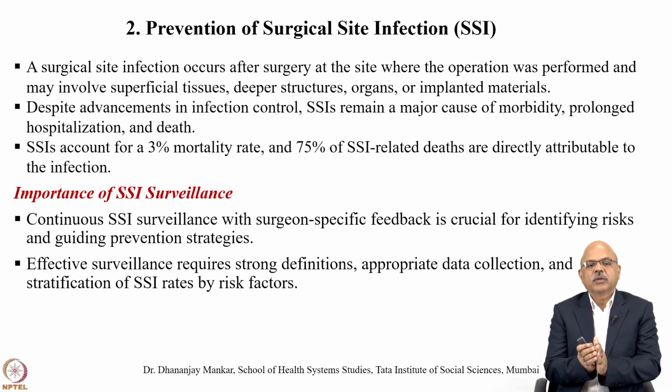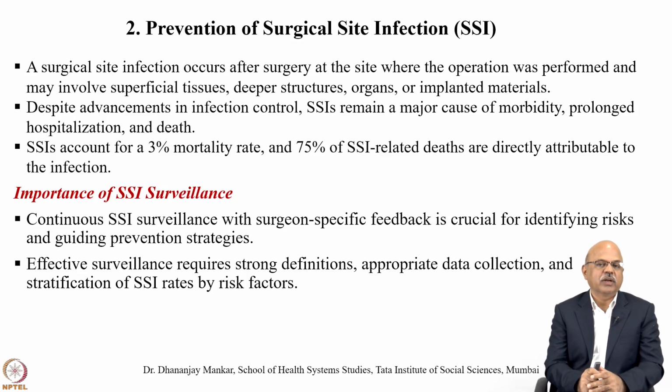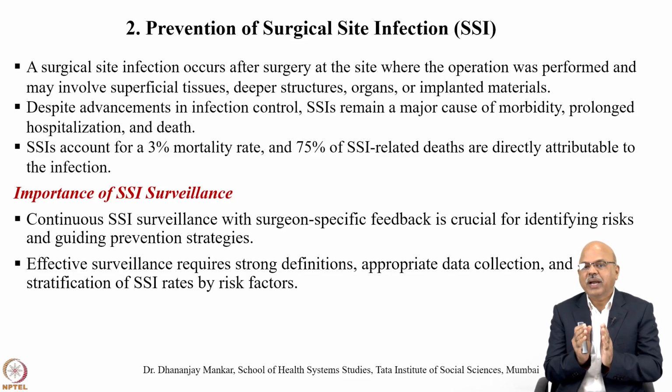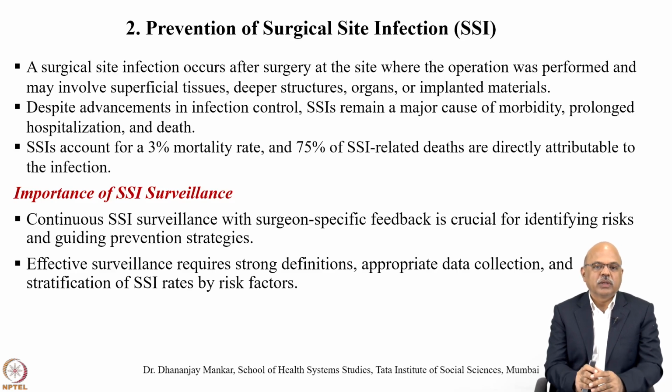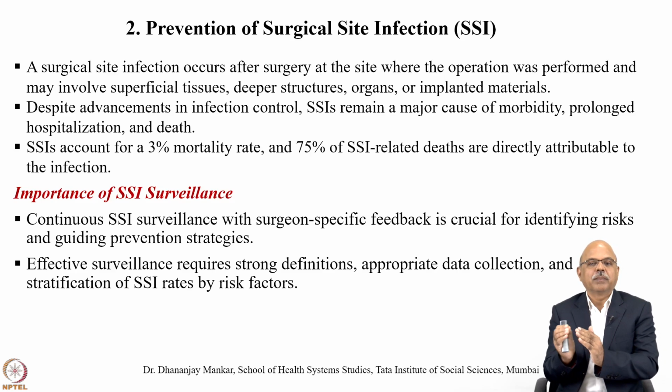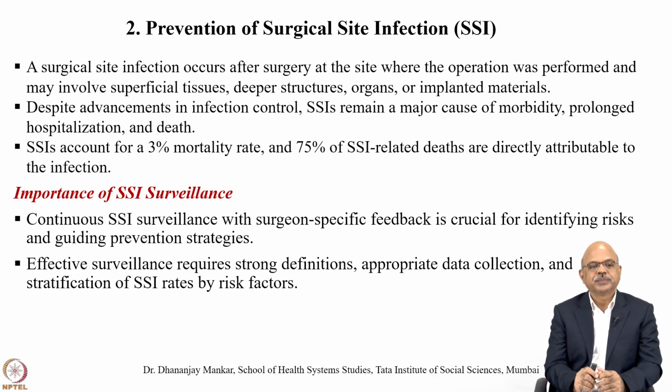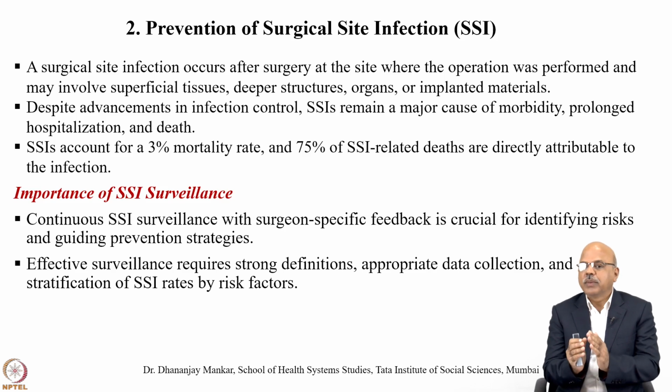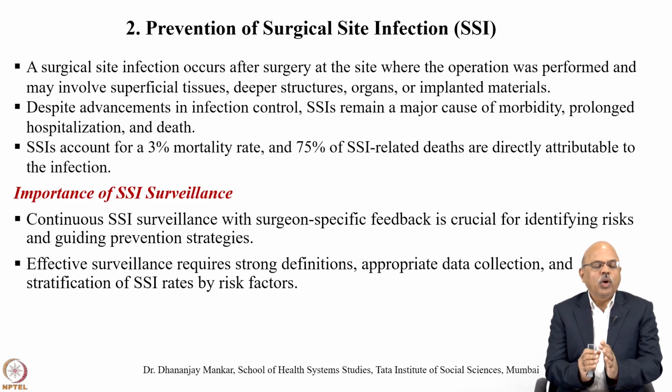Now we will be discussing prevention of surgical site infection, that is SSI. A surgical site infection occurs after surgery at the site where the operation was performed and may involve superficial tissues, deeper structures, organs or implanted materials, or any of these. Despite advancement in infection control, SSIs remain a major cause of morbidity, prolonged hospitalization and even death. So surgical site infection can be seen as a major problem in infection control practices.